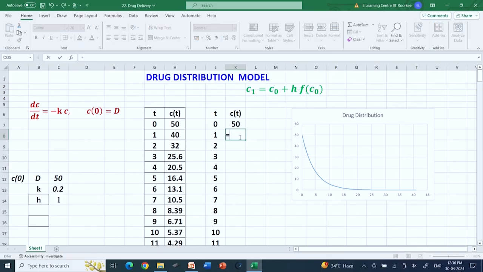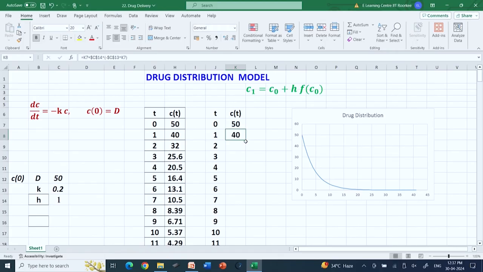So, I will calculate this is equal to, so this is the initial concentration of the drug and this is equal to C0 plus H, which is a constant. So, I put a dollar sign multiplied by minus kc. So, minus k is 0.2, again it is a constant, multiplied by c, that is the initial value. I close it and enter.